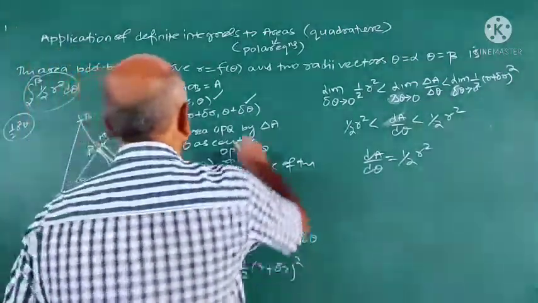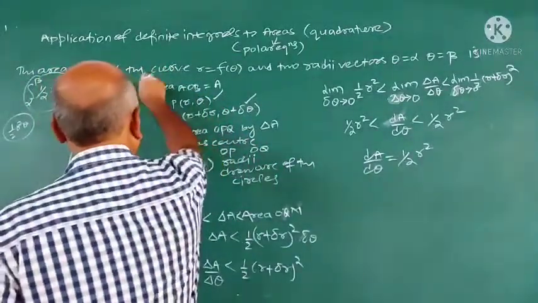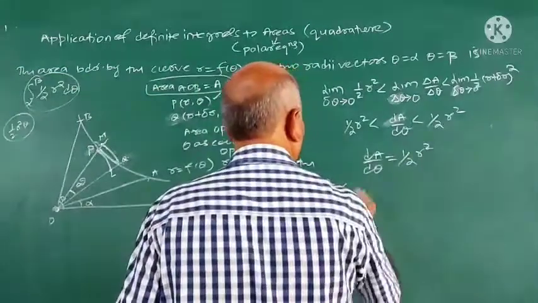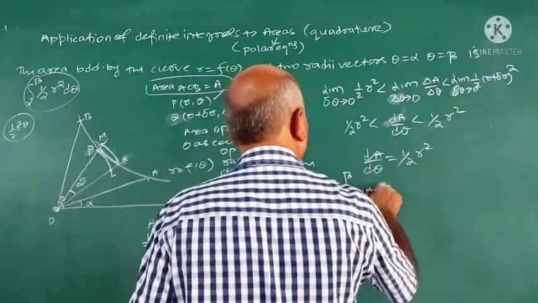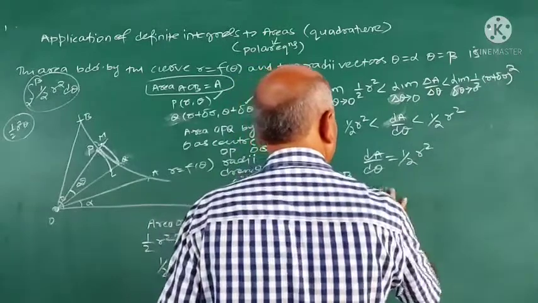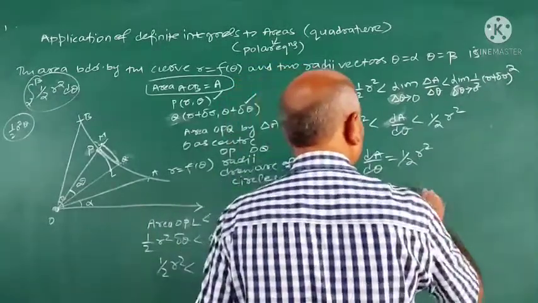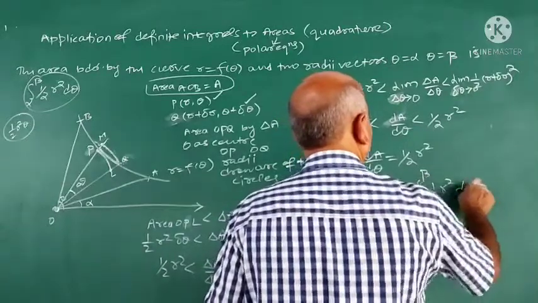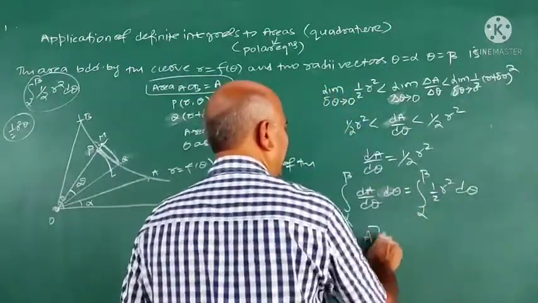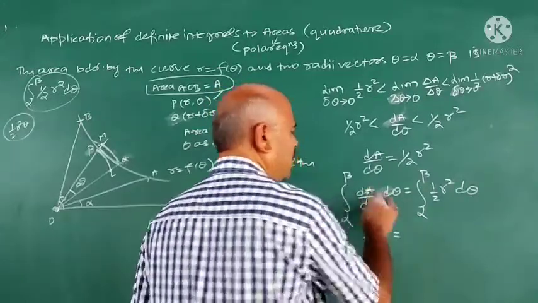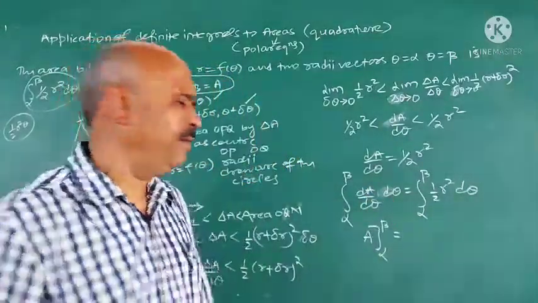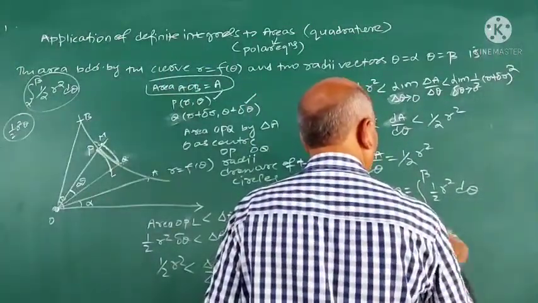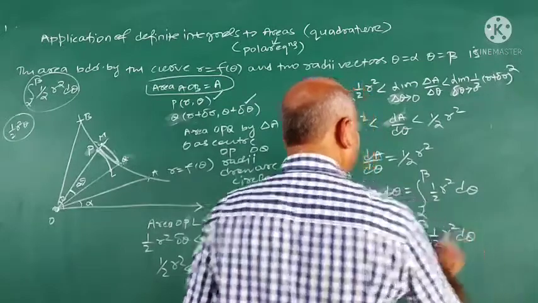Now, to get A, what is A? Area AOB is equal to A. To get that, we integrate. Integrate dA by d theta with respect to theta from alpha to beta, which is alpha to beta half r square d theta. What is the integration of dA by d theta? A from alpha to beta is the integral alpha to beta half r square d theta.